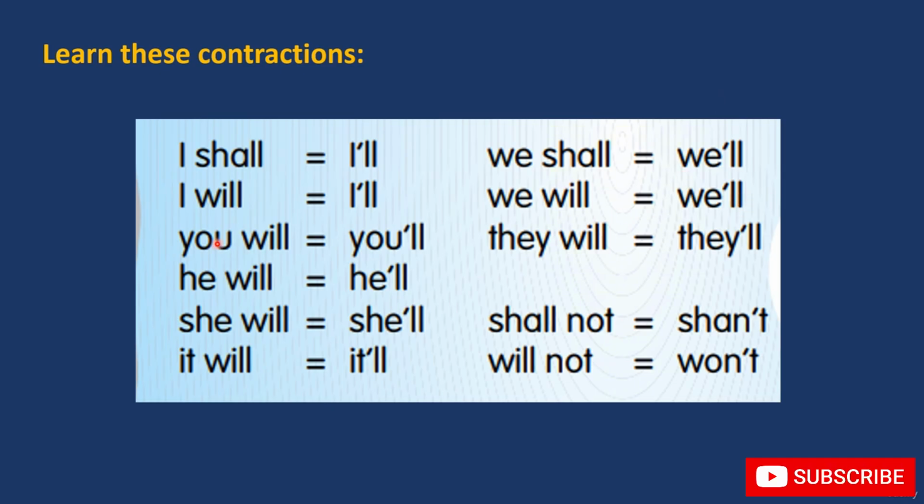But when I write you will, he will, she will, it will, they will, we use what? Apostrophe LL. But shall not, shan't. Not all people know these abbreviations, so try to keep them please. Shall not will be shan't, and will not, won't. This is the negative abbreviated form.